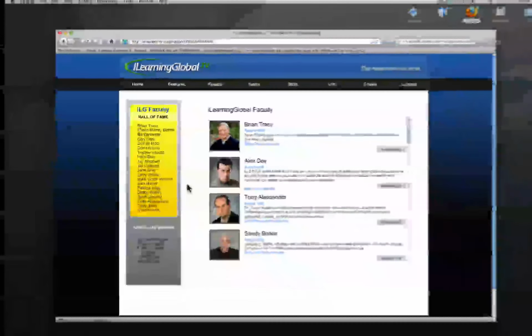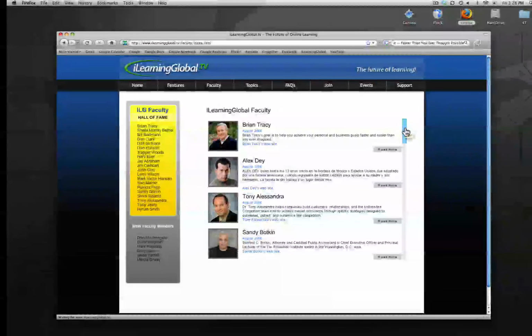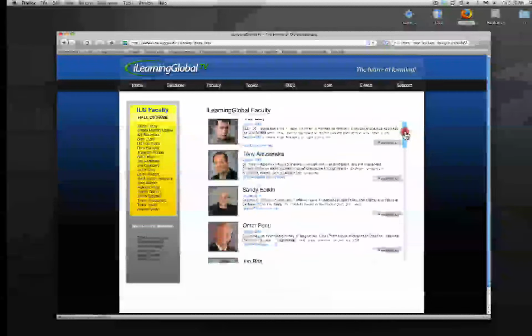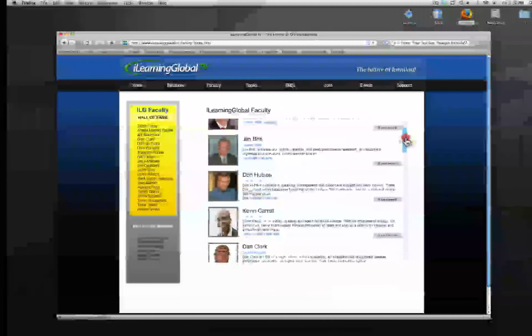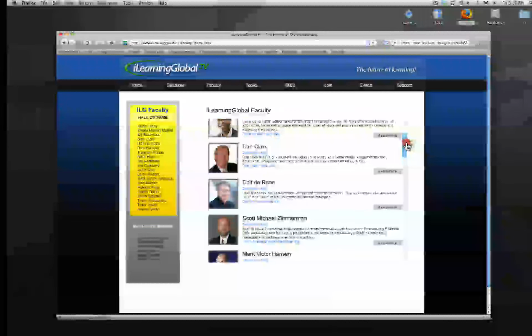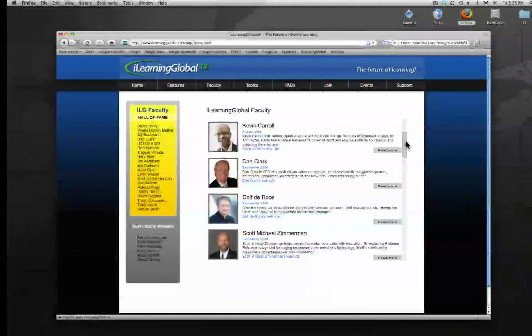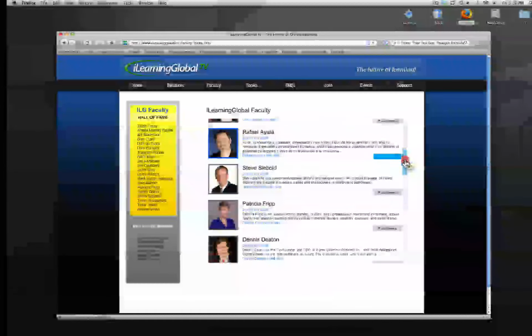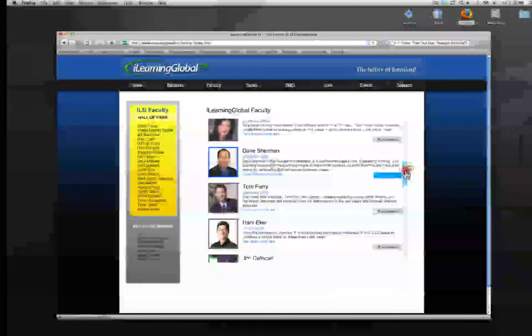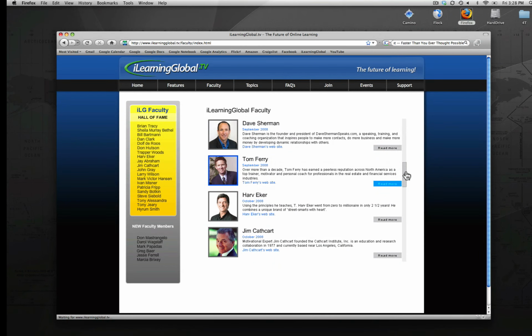Some pretty phenomenal people. Also go over here to the scroll bar on the right hand side of the screen, and you can scroll down and take a look at all the different faculty members, and this is just a partial list. To read more about each faculty member, Kevin Carroll, certainly one of my favorites, in his book Rules of the Red Rubber Ball. You can visit Kevin Carroll's website, read more about Kevin Carroll and his bio, and then just scroll down and do that through a lot of different faculty members, but certainly not all faculty members, as we keep on adding more faculty members to iLearningGlobal every day.